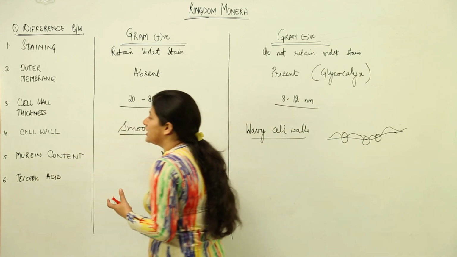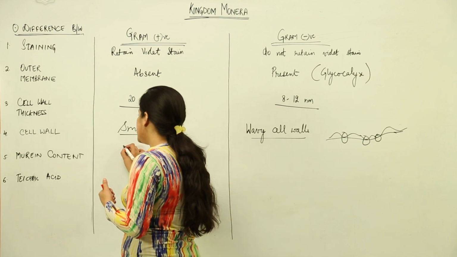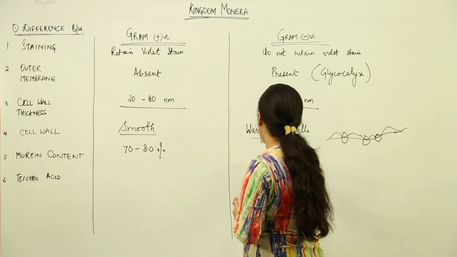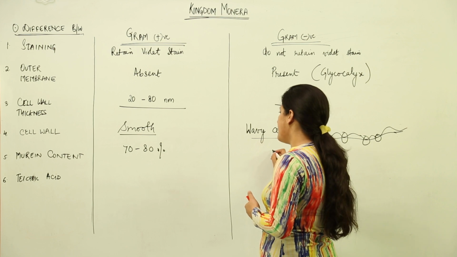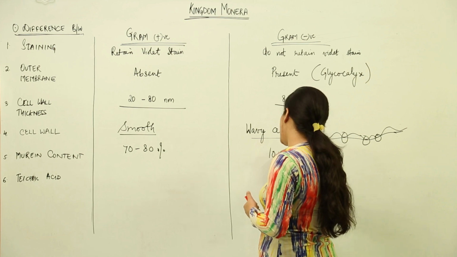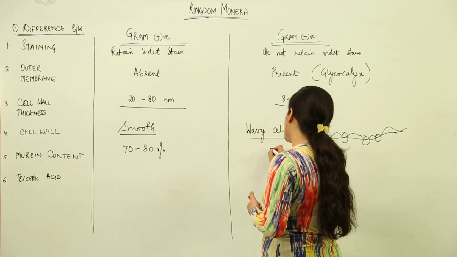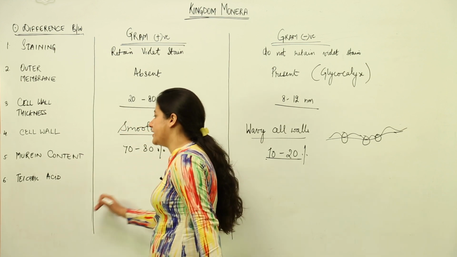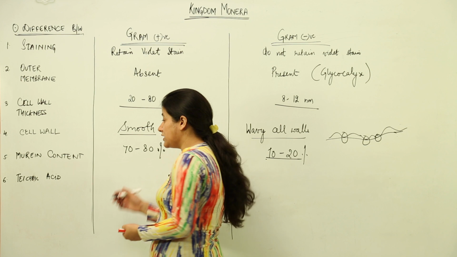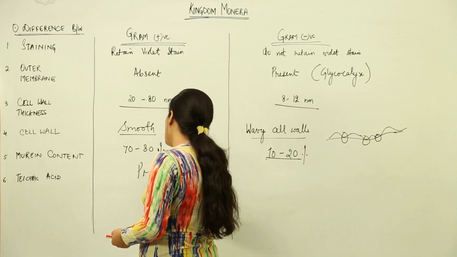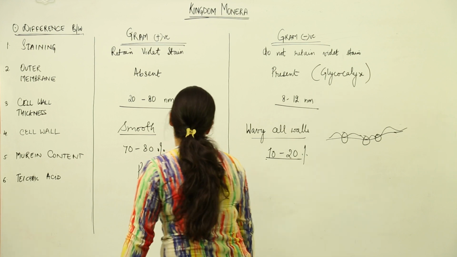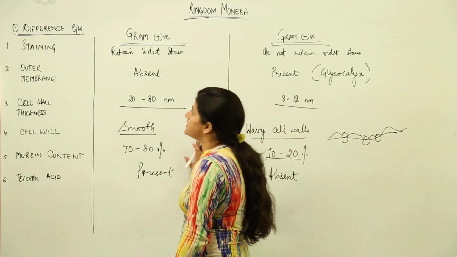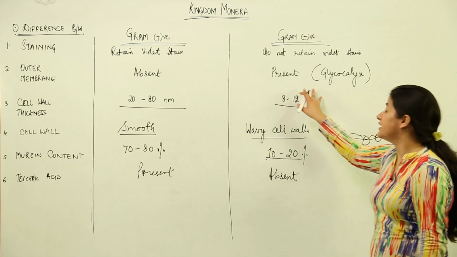Then we talk about murein content. Murein is a complex carbohydrate again. It is around 70 to 80% in the gram positive bacteria, while in gram negative bacteria it is less than 30%, it is 10 to 20%. So this is another point of difference. Then comes teichoic acid, how much it is present, and if at all it is present. Teichoic acid is present in the case of gram positive bacteria, while in the case of gram negative bacteria it is absent. So these are the points of differences between gram positive and gram negative.